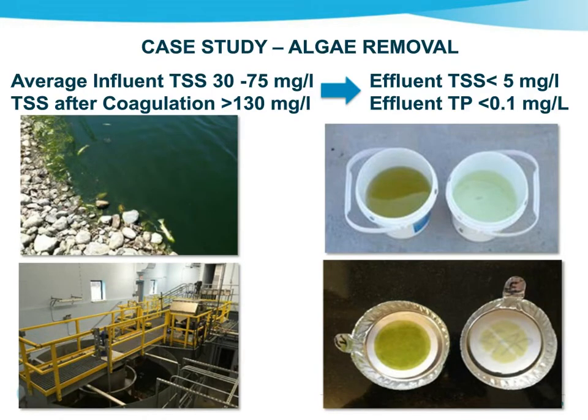The next case study we're looking at is an application to remove algae from a lagoon. After the addition of a coagulant, the TSS was about 130 parts per million. Once it was processed through the COMAG system, the TSS was reduced to less than 5 parts per million, and the phosphorus was also removed down to less than 1 part per million.